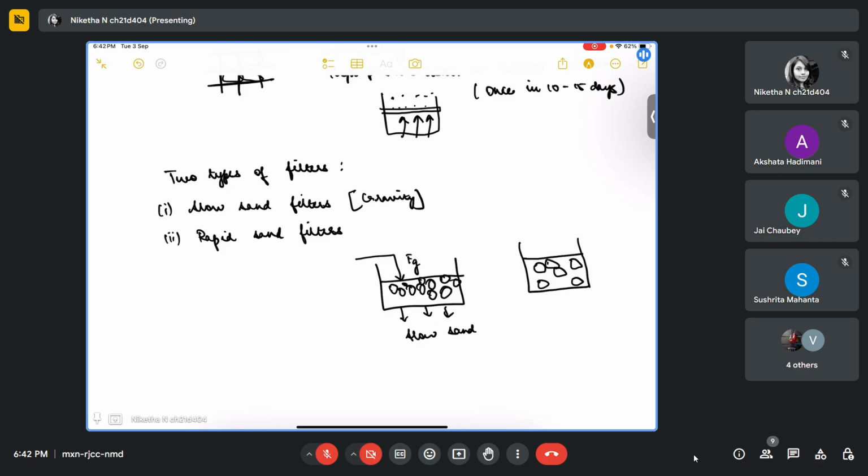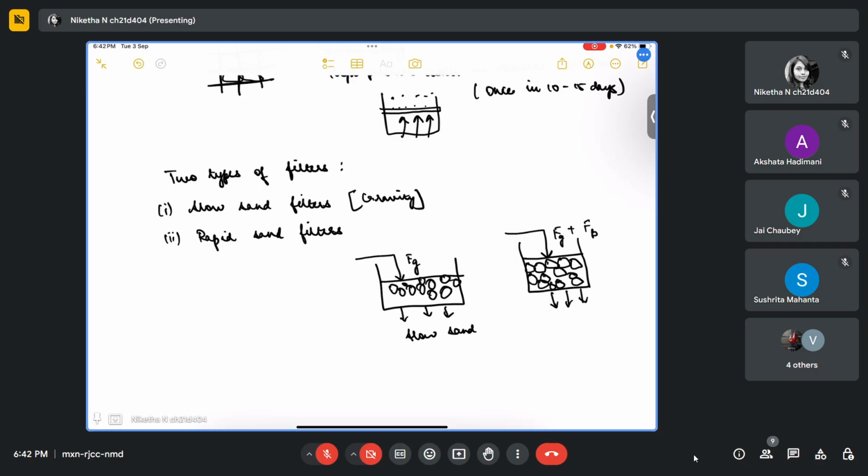Sorry, the pores are almost the same size, but the difference between slow sand and rapid sand filters is that, apart from the force of gravity, we will also apply some external force, like some kind of pressure or vacuum, so that the water gets sucked inside the media and filtered water will come out. So here we have the force of gravity and the pressure force.